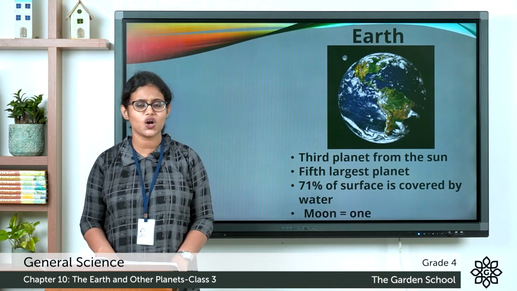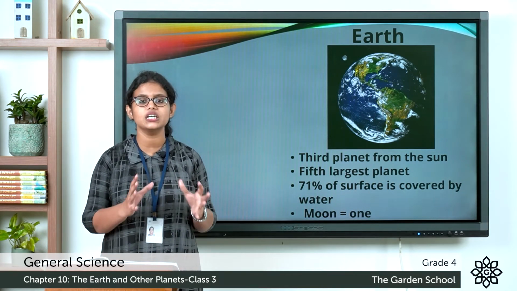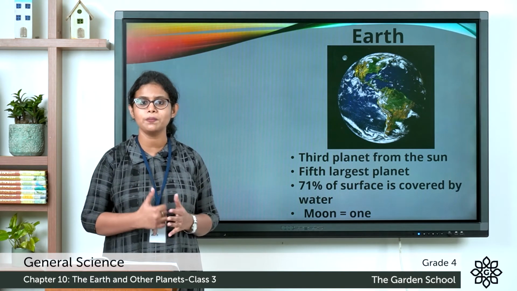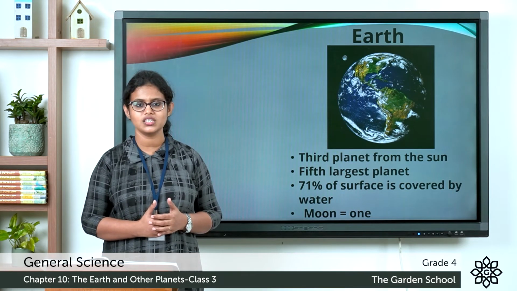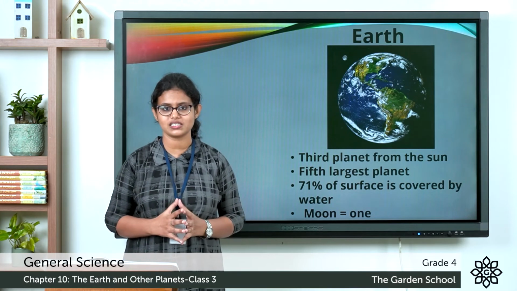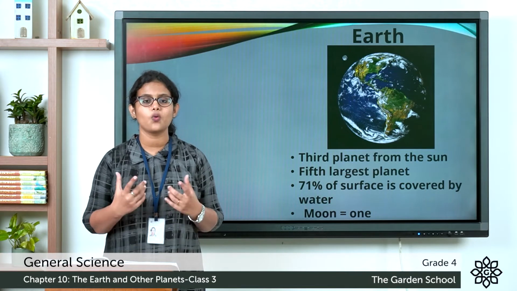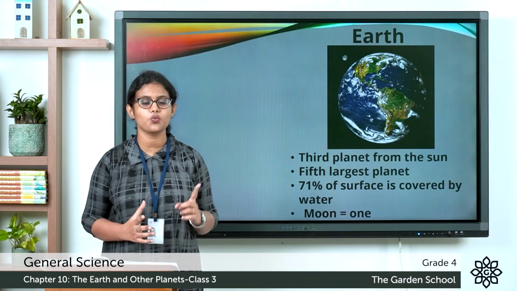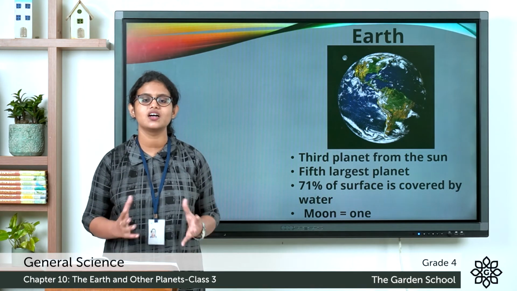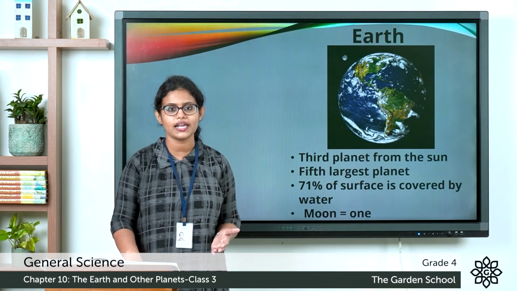Do you know why Earth is called the water planet? Because 3/4 of the Earth's surface is covered with water. And what about the remaining part? The remaining 1/4 is covered with land. So Earth is called the water planet, and it is the planet where we live. It takes 1 day or 24 hours to complete one rotation, and 1 year to complete one revolution around the sun. So that is about the 3rd planet, Earth.